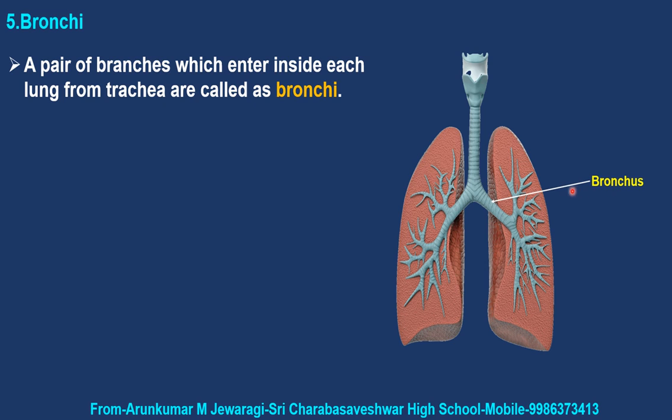So these are the bronchus. Singularly we call it bronchus, but plurally we call them as what? Bronchi. How many bronchus are there? Two. This one and this one. These are the two bifurcations of the trachea which are going to be entering inside each lung. So a pair of branches which enter inside each lung from the trachea are called as what? Bronchi. So then, what are bronchioles?